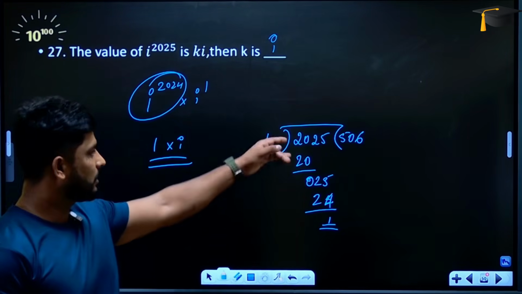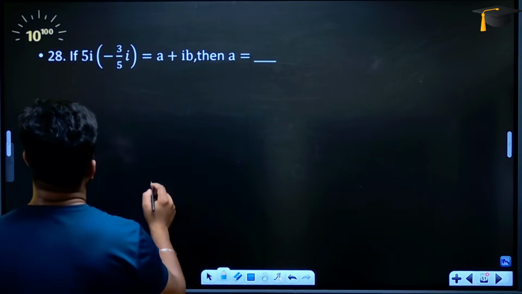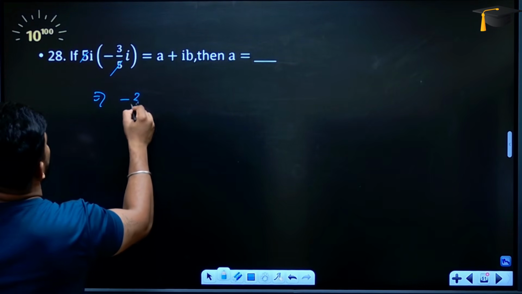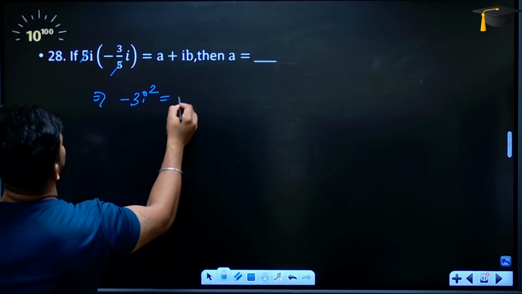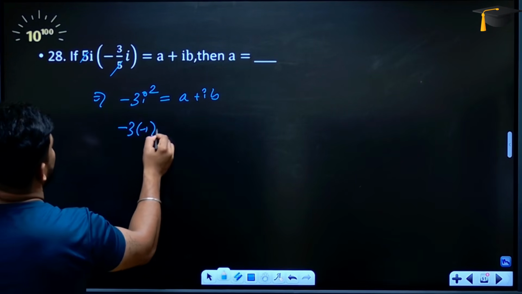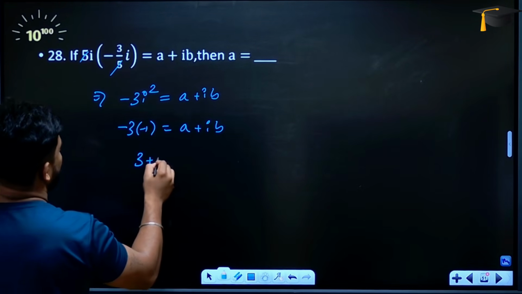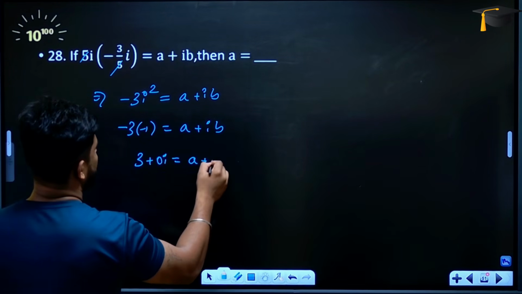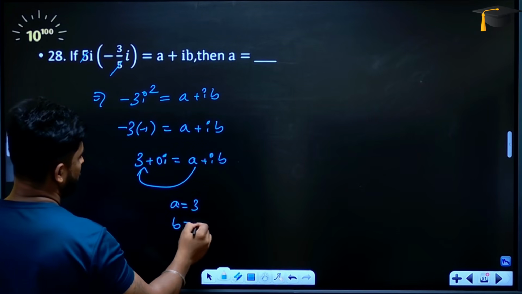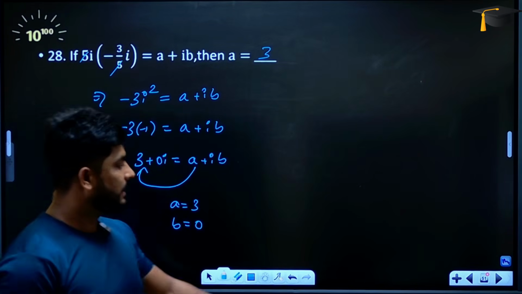If you divide by 4 you will know. Next, multiply this. So 5 and 5 cancel. You get minus 3I square, right? Minus 3I square is equal to A plus IB. Minus 3 into I square, whose value is minus 1, is equal to A plus IB. So this is 3 plus 0I is equal to A plus IB. So what is A here? A is equal to 3 and B is equal to 0. They have asked only A, so the answer is 3. It is the real part.